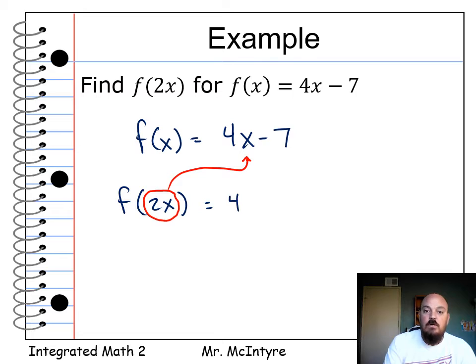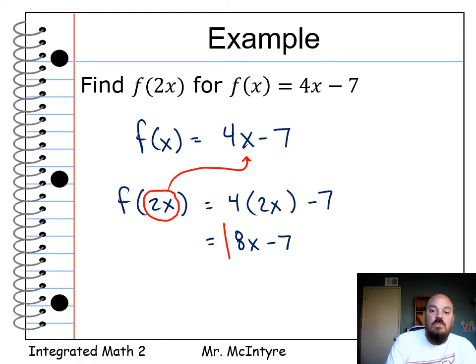I'm going to leave the 4. Now for the x, I'm going to substitute what I see in the parentheses or in the original question, and that's 2x. And then I'm going to leave the minus 7. Now we'll finish it the same way we did before. We'll multiply first. 4 times 2x is 8x. We still have the minus 7 on the end, and that whole thing is the answer, 8x minus 7.